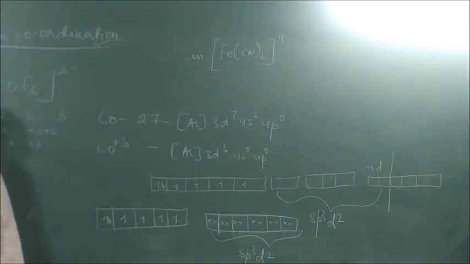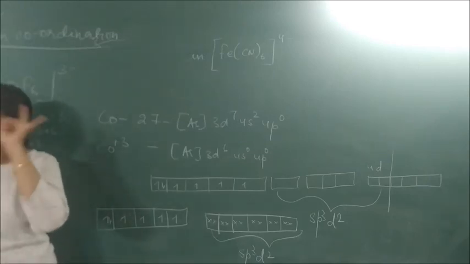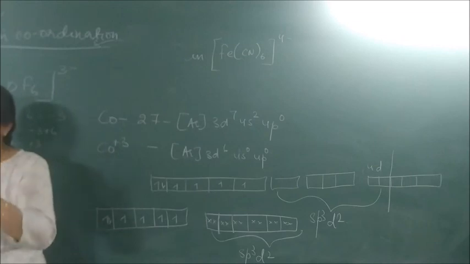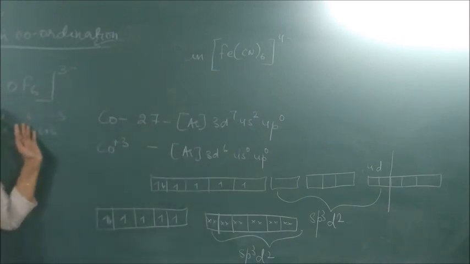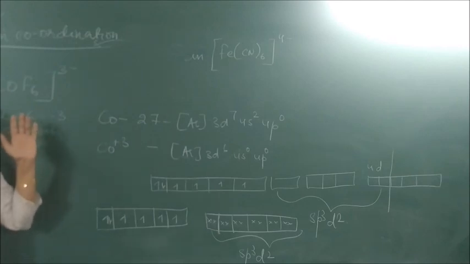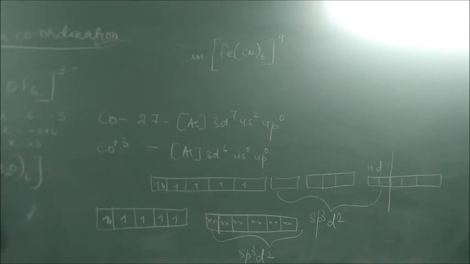Is it clear? Understood? So you will get only these complexes: [Co(NH3)6]3+ and [CoF6]3-. Only these two will come. You may also get [Fe(CN)6]4- and [Fe(CN)6]3-. You should even try doing [Fe(H2O)6]3+. This is again your homework.